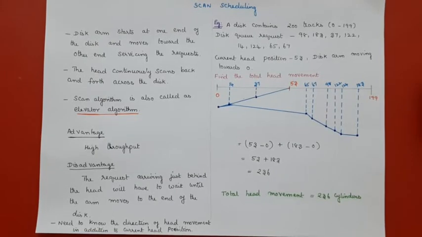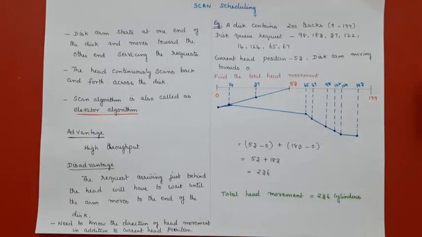Hi, in this video we are going to see yet another disk scheduling algorithm, that is SCAN scheduling. In SCAN scheduling, the disk arm starts at one end of the disk and moves towards the other end, servicing the requests. The head continuously scans back and forth across the disk. So the SCAN algorithm is also called the elevator algorithm.